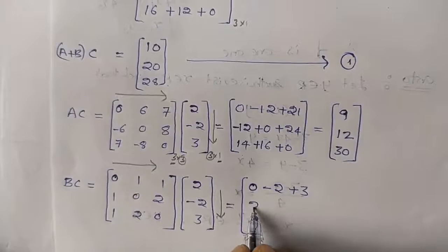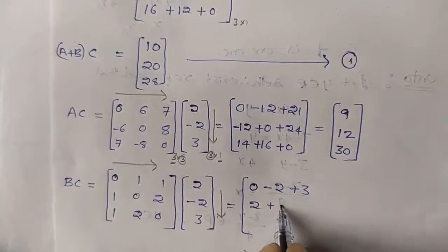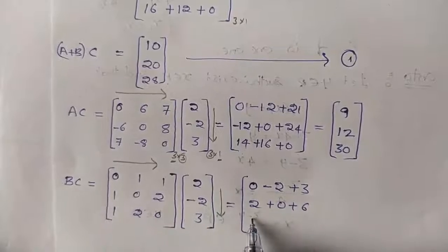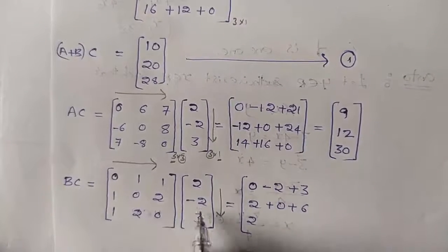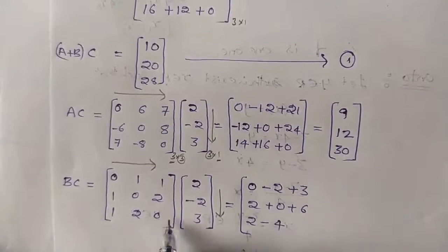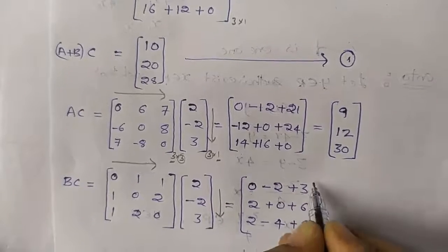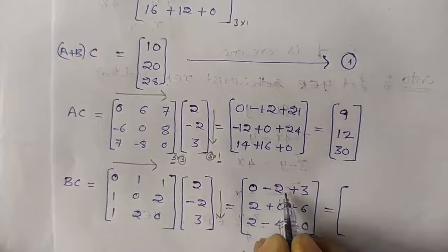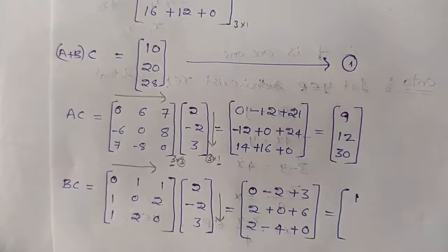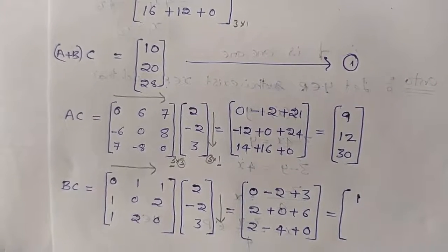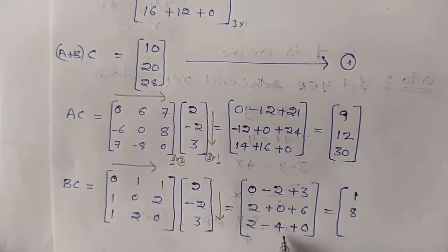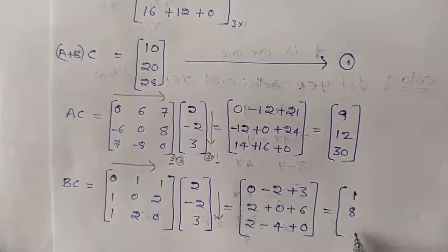1 into 2 is 2. 0 into minus 2 is 0. 2 into 3 is 6. Again 1 into 2 is 2. 2 into minus 2 is minus 4. 0 into 3 is 0. Minus 2 plus 3 is 1. 2 plus 6 is 8. 2 minus 4 is minus 2.